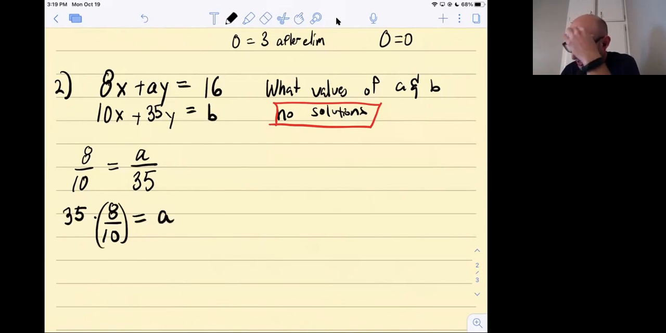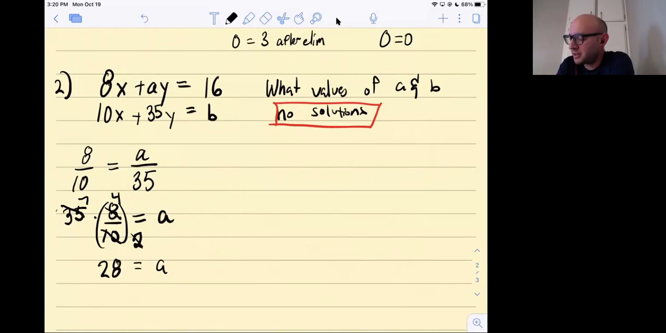And maybe you could also, instead, cancel what you can. So this is cancel the 5 here, leaving you with the 2. 35 over 10 is going to become 7 over 2. And the 2 cancels, leaving you with a 4. So a is equal to 28. Or 8 times 3.5. That's also good. Yeah, that's great too. A is going to be 28.